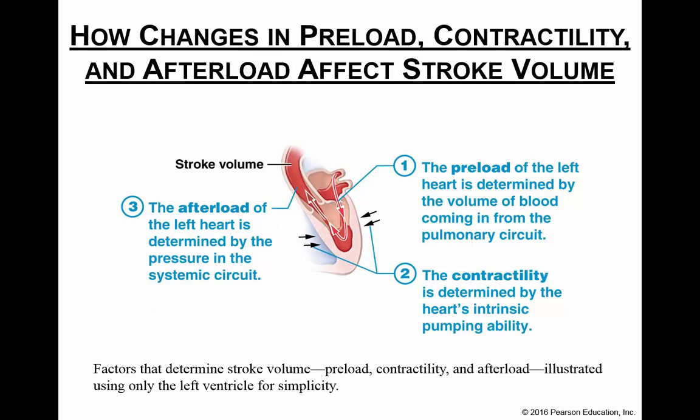If we look at this, number one, preload of the left heart is the volume of blood coming in from the pulmonary circuit. We're just talking about the left side now. The contractility is determined by the heart's pumping ability, and the afterload is determined by the pressure in the systemic circuit. So the pressure here will open that valve and allow the blood to be ejected.